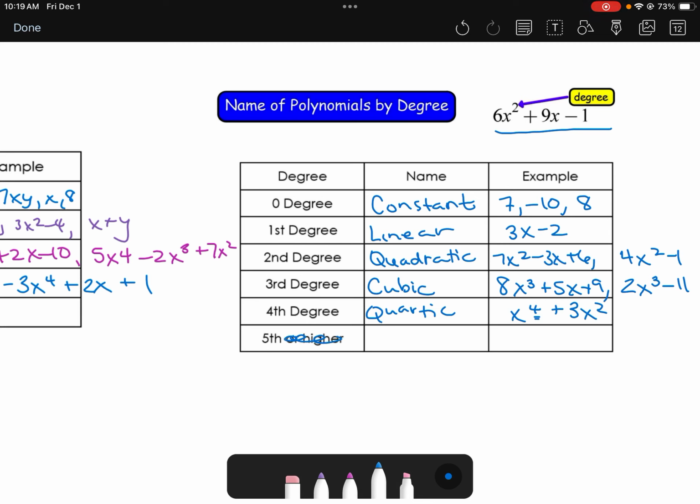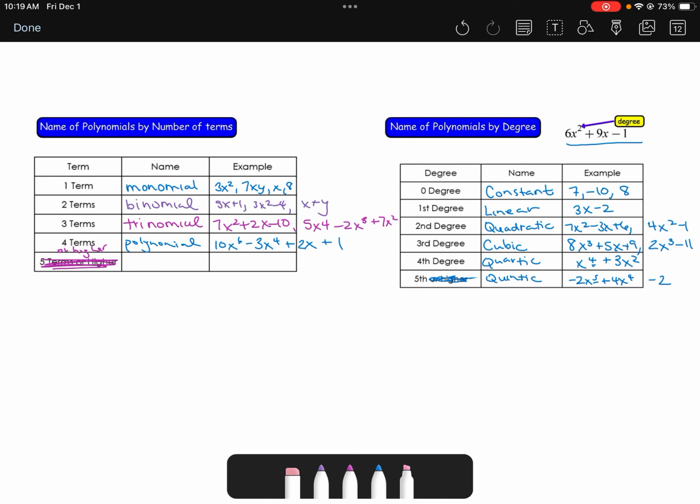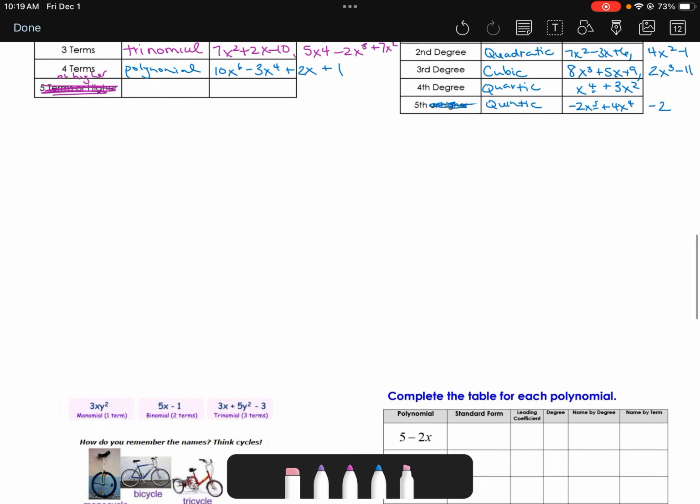And then a fifth would be a quintic, or higher. And again, an example of that, let's say we have negative 2x to the 5th plus 4x to the 4th minus 2. Okay, that's really all you have to know for this class. We don't have to go any higher than that. So again, keep these for your notes, because you can use your notes on all written assignments and your quiz.